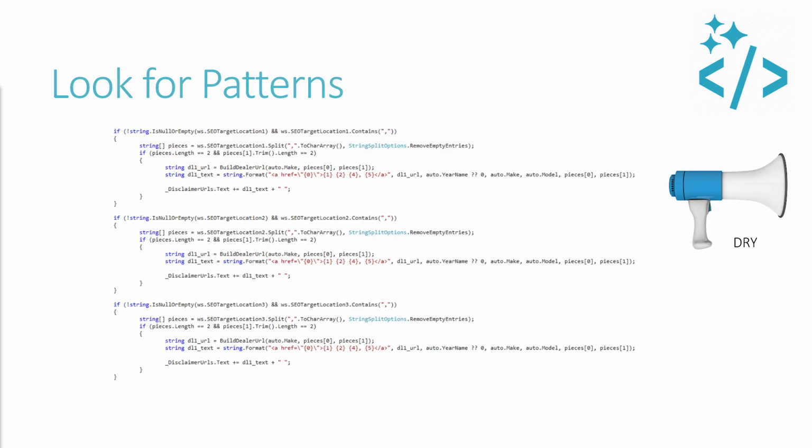So we should look for patterns. If we have code which is duplicated and looks very similar, we should maybe extract this if into a method and call this method 3 times with parameters. The parameters are things which are variable among these 3 if statements.